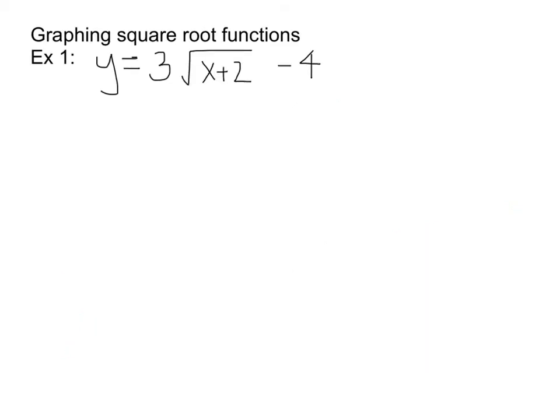Now let's practice graphing it with the translation. So we have y equals 3 times the square root of x plus 2 minus 4. Okay, so 3 is your vertical stretch. The plus 2 is going to move your graph to the left 2, and the minus 4 is going to move your graph down 4.